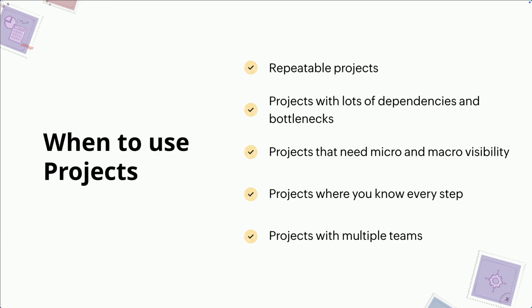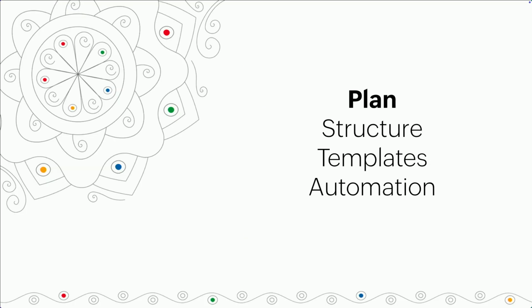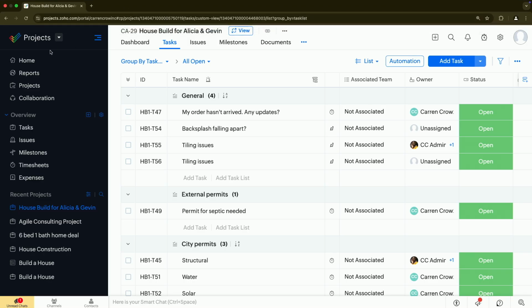So I might have a concrete laying team. I might have window specialists. I might have insulation people, electrical, plumbing, all that kinds of stuff. So I want to jump into Zoho Projects. So this is Zoho Projects.